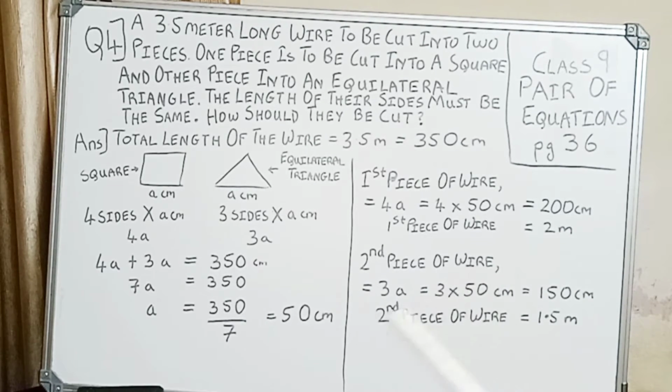Now the second piece of the wire is 3a. If you substitute the value of a over here, 3 into 50 will give you 150. So 150 is in centimeter. You have to divide this by 100. You will get 1.5 meter. So you have got the two divisions. The first wire has to be divided in 2 meter, and the second wire is 1.5 meter. So you have found out the division: the 3.5 meter long wire is divided into 2 meter and 1.5 meter.